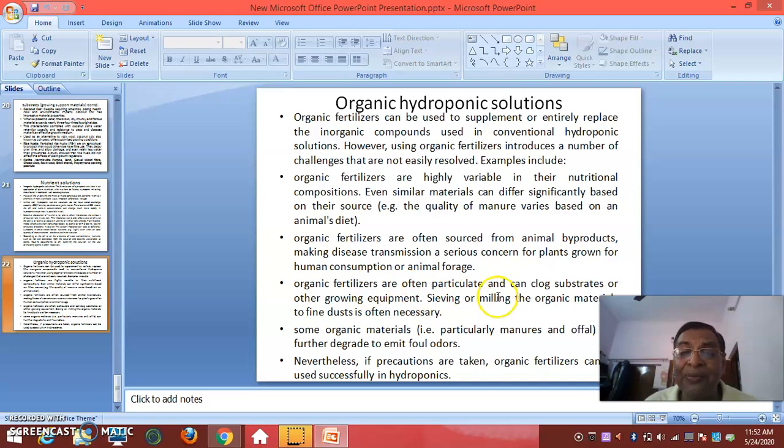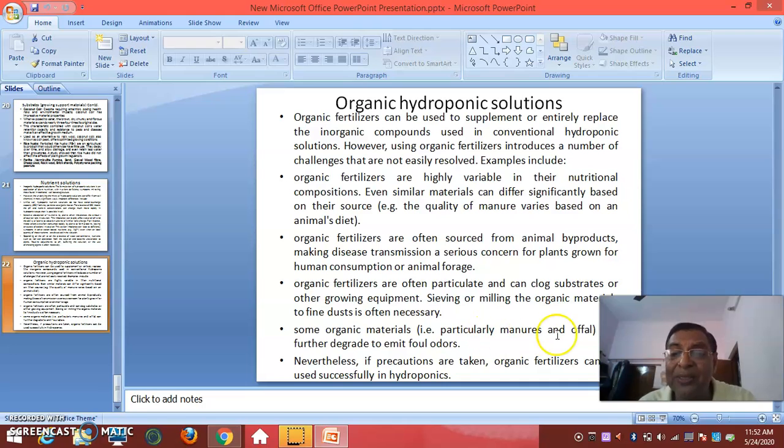Organic fertilizers are often particulate and can clog substrates or other growing equipment, so sieving or milling the organic materials to fine dust is often needed. See, because this is organic matter, having a lot of particulate matter, these particulates have to be milled. We have to make it a fine powder. Sieving and milling is essential if you want to use organic materials, so that they do not clog the equipment. That is one of the important things.